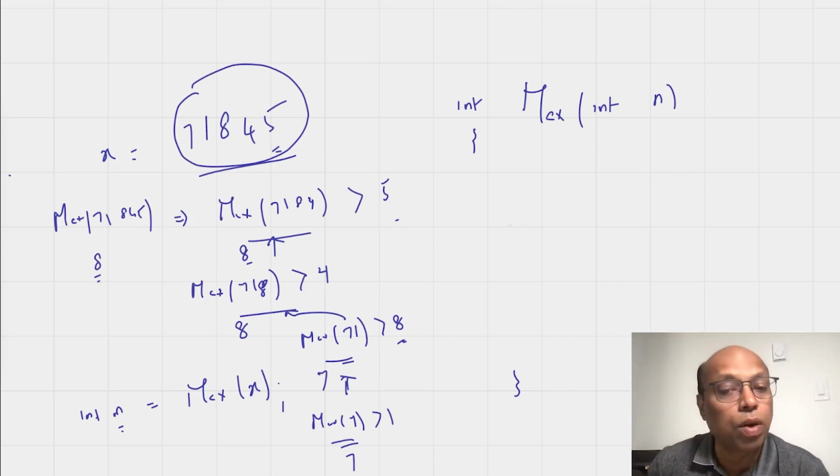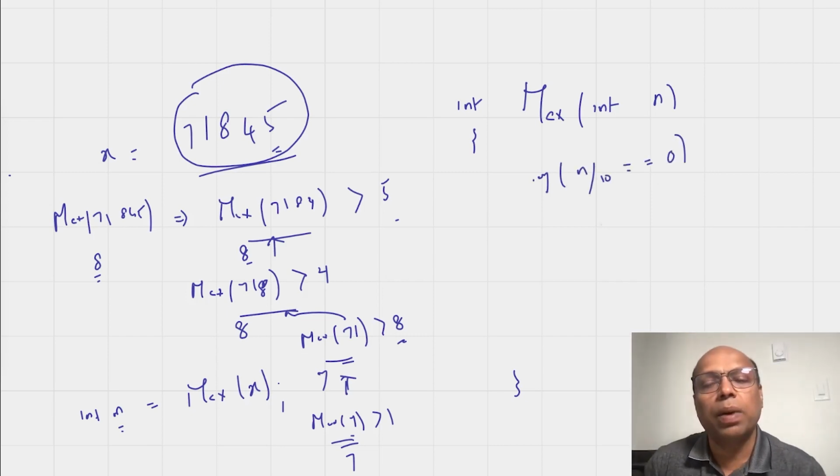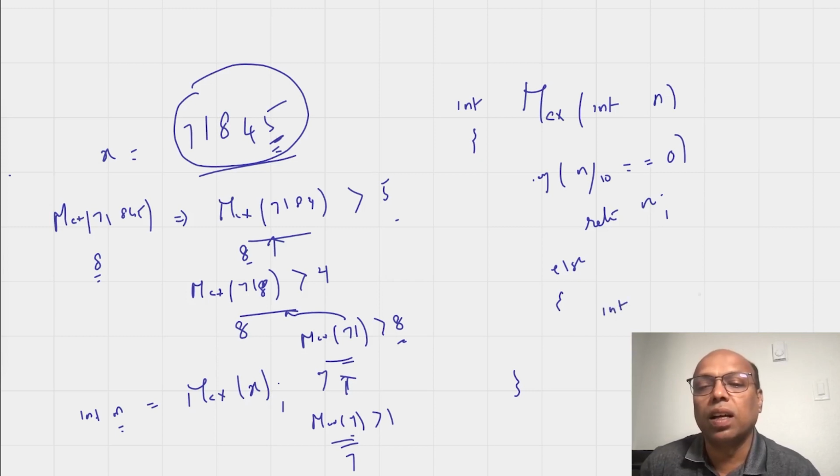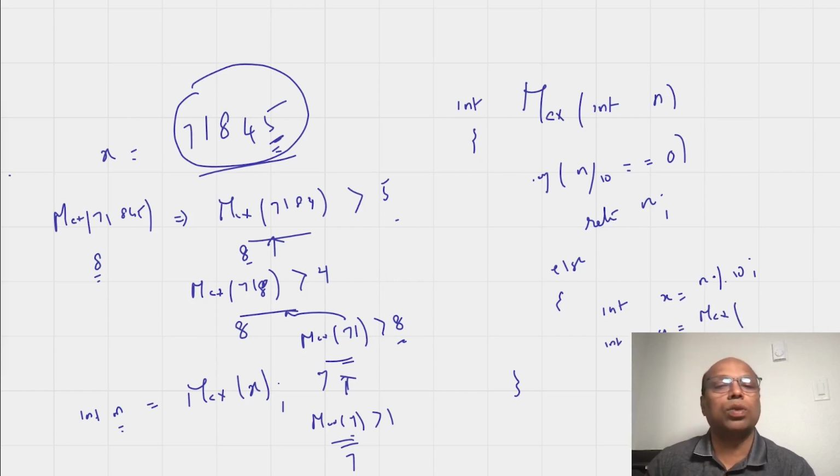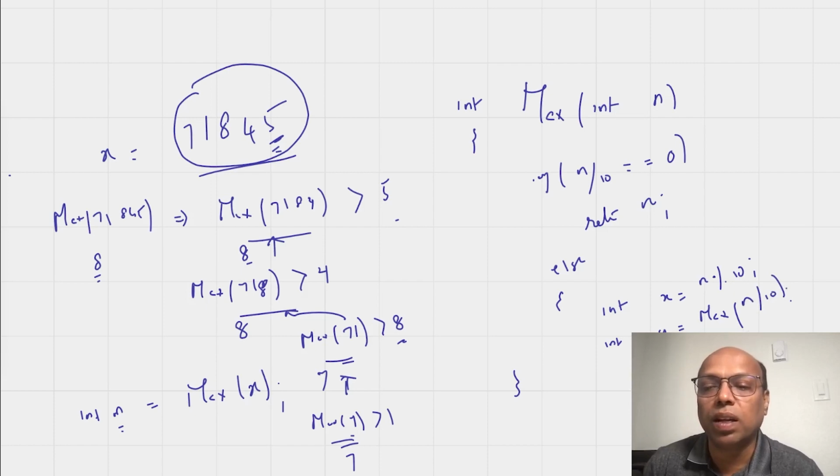Therefore, the base component is: if I have a 1 digit, I can't split. How to write this? You can simply say if n by 10 is equal to 0. N by 10 is 0 means the quotient is 0, which means that is a single digit. Return n itself. If not, what should I do? I need to find this digit. Let's say integer x is equal to n mod 10. Integer y is equal to max of n by 10. Compare whoever is greater. This is going to give me a result.